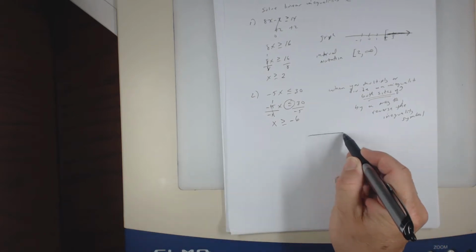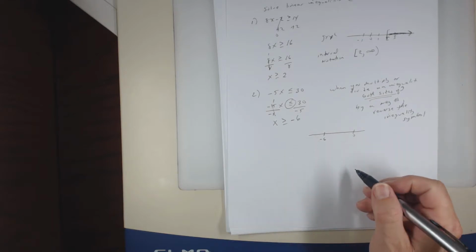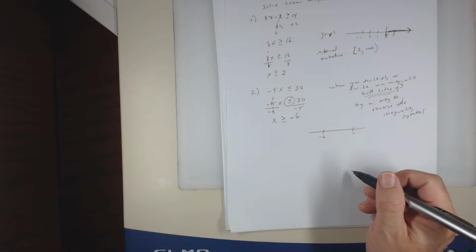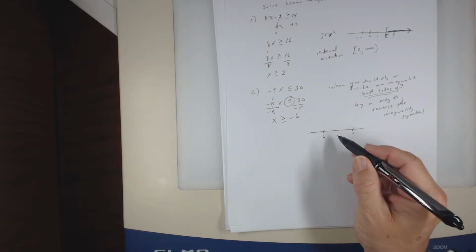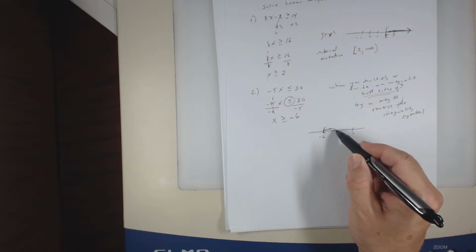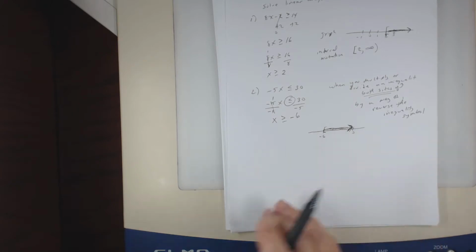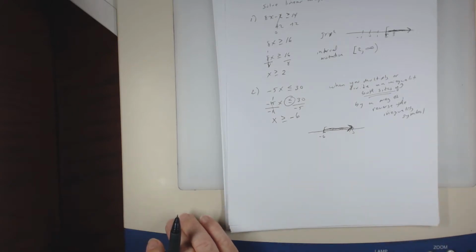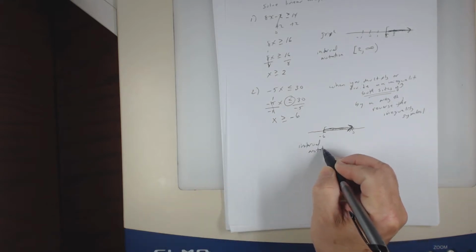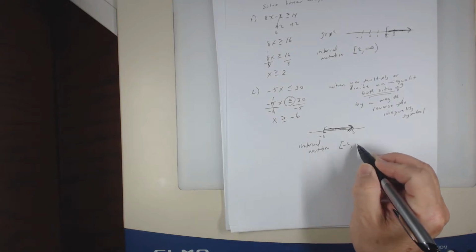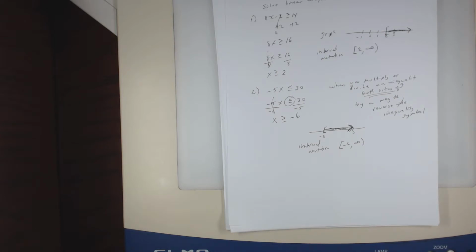So the graph: here's 0. Let's say this is negative 6. What do I put on negative 6? Bracket pointing which way? It says greater than, so it's pointing which way? To the right. And you shade in every number to the right, just like this. Don't forget the arrow, just make sure there's an arrow there. All right. And what's the interval notation? Infinity with a parenthesis.